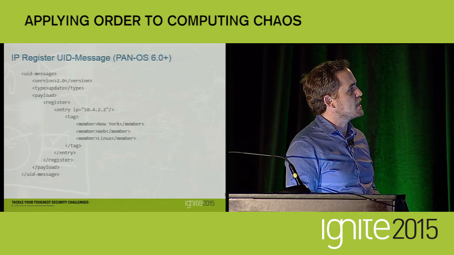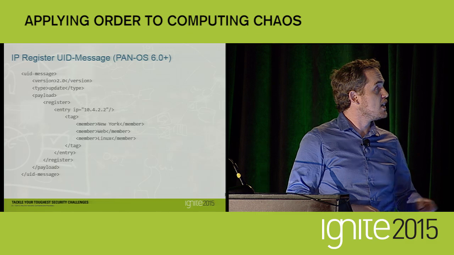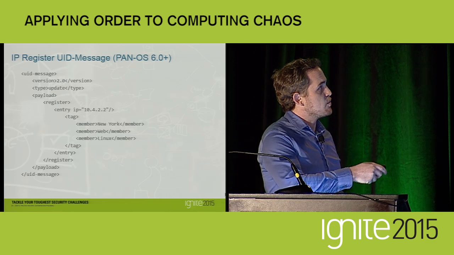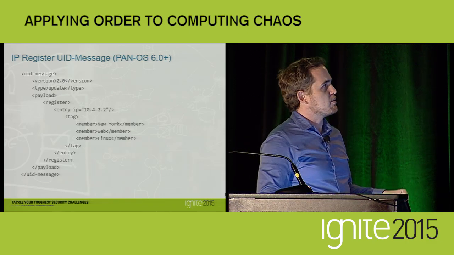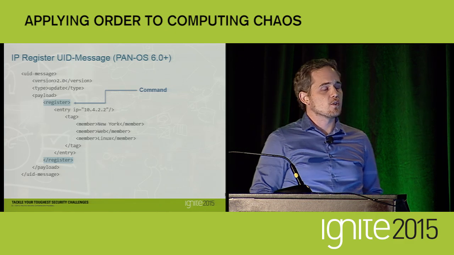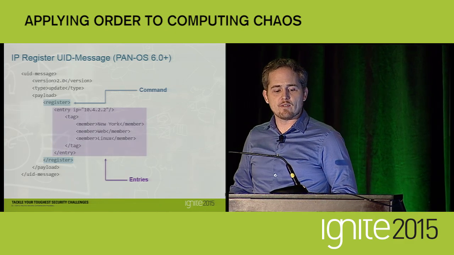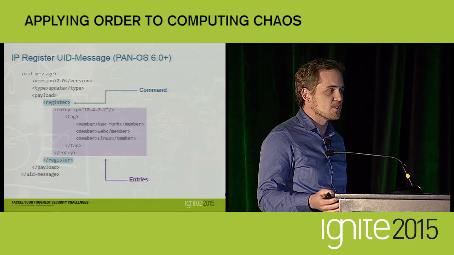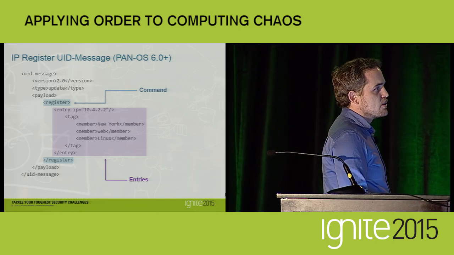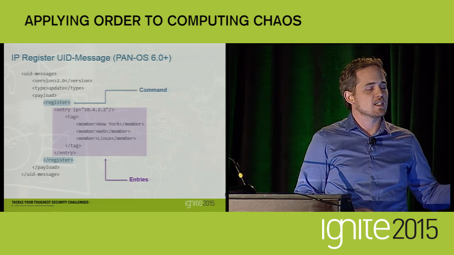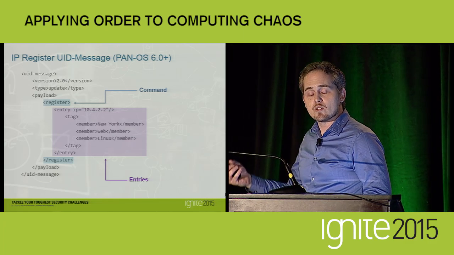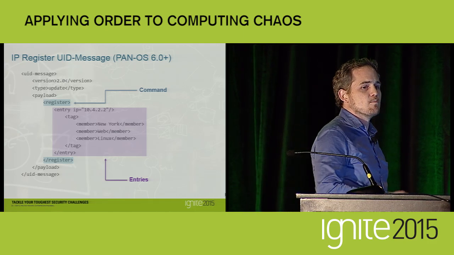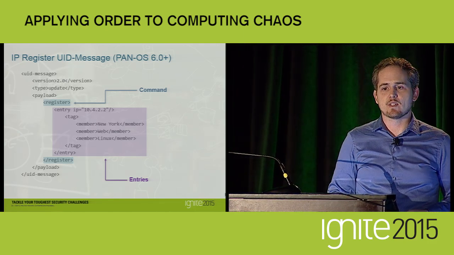But the actual content of the API call is in that CMD argument, and it looks like this. It's a UID message. You always have the version, type, and payload. Those are always the same, so you don't have to worry about that. You can copy and paste it. Then you have this command called register, and you have an entry. In the entry, there's an IP address. That's the IP address that you want to register some tags for. And then within the tag element, you'll have a few members. Those are the tags themselves. So again, in my example, New York, web, and Linux. So this will tag that IP address with those three tags on the firewall. And then you can match those tags, or any combination of them, with the dynamic address group.